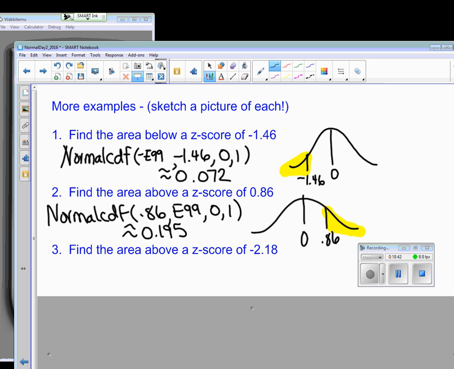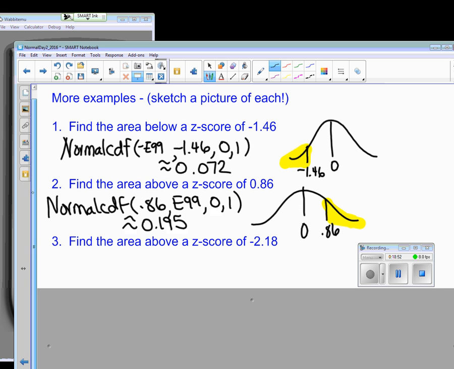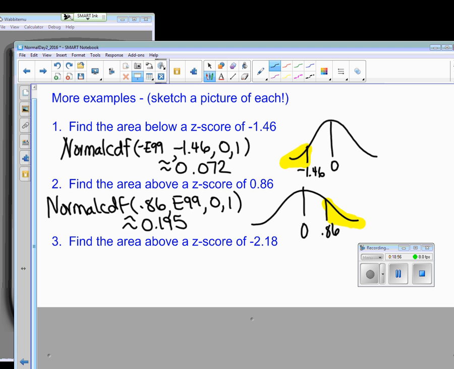3 to 4 decimal places, never 2. Okay? 2's too rounded. All right, above a Z-score of negative 2.18. What's that got to look like? When you shade that, are you shading a lot of the graph or a little bit of the graph? Because so far we've done little bits of the graph. This one's actually going to be a lot.